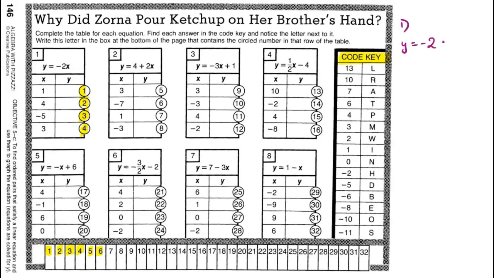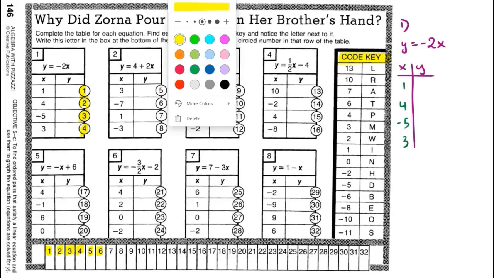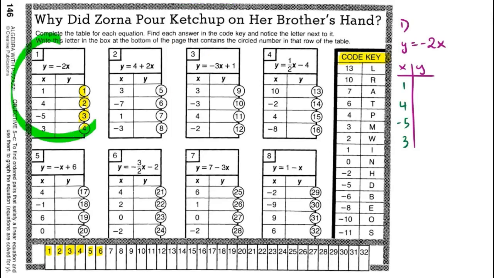Y equals negative 2x. Okay, they give you an x and y value table. The x values given are 1, 4, negative 5, and 3. Again, I'm looking at problem 1 right now. To get the corresponding y value, all we have to do is plug it in. Y equals negative 2x is given.